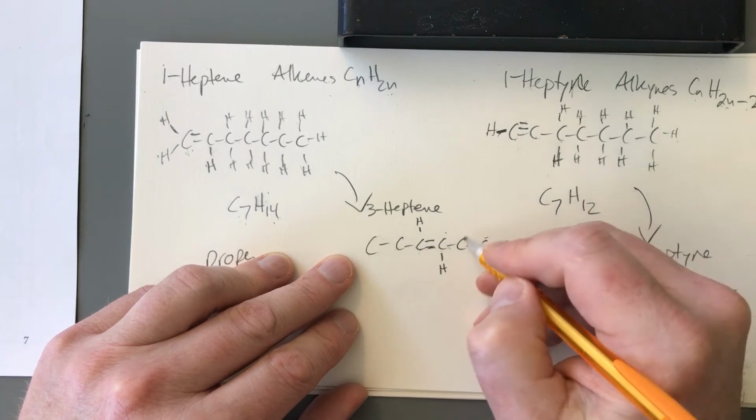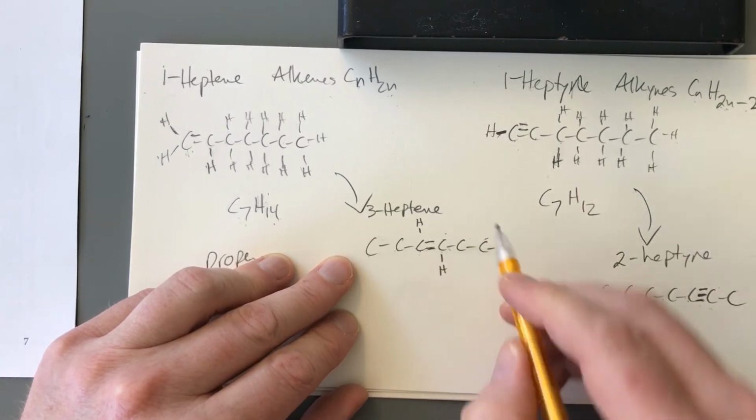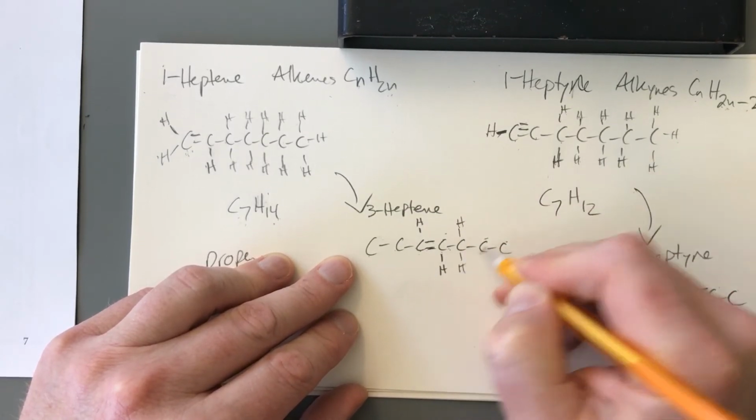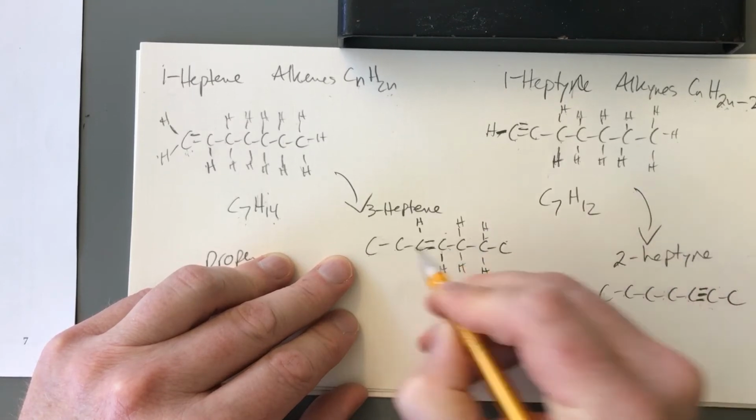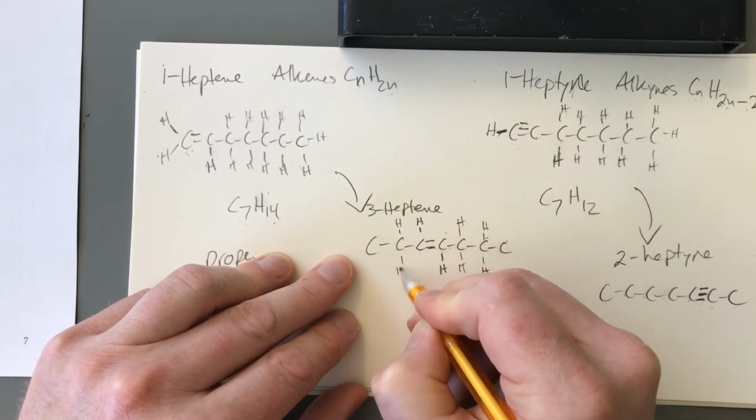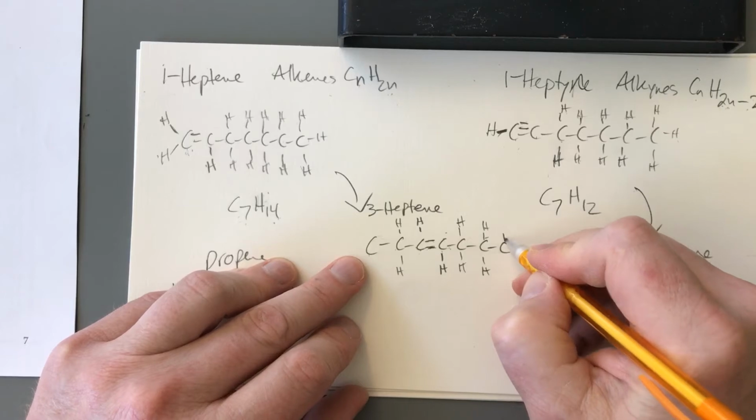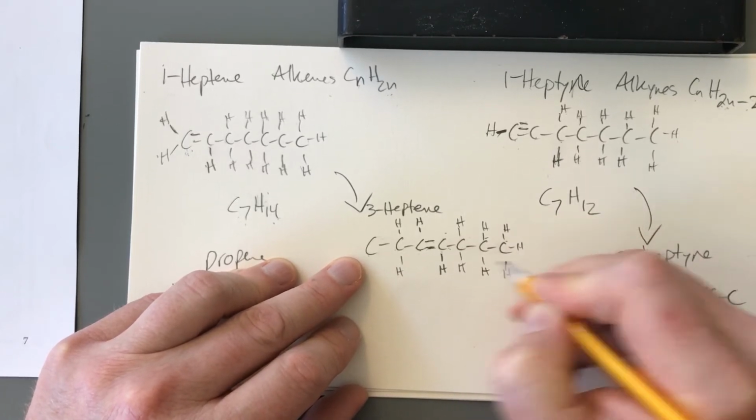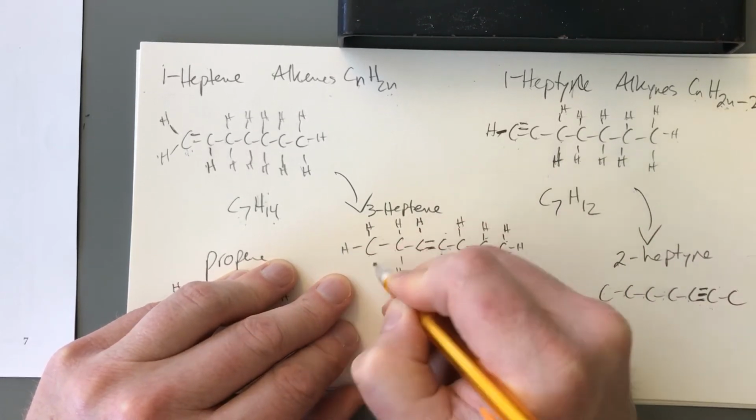So they each have 4. These 2 only have 2, so they need 2 more. Same thing with this one over here. It has 2 bonds, so it needs 2 more. And then both of my ends need 3 more, just so that they can make that value.